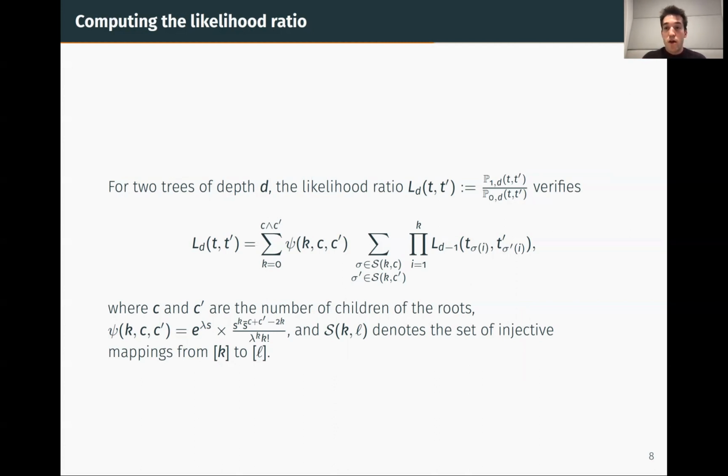If you want to compute every likelihood ratio at every pair of nodes, this will give you a score that will tell you whether the two nodes are likely to be matched or not. This algorithm uses this recursive computation and is polynomial time in terms of the number of nodes n, when d is taken to be log n.